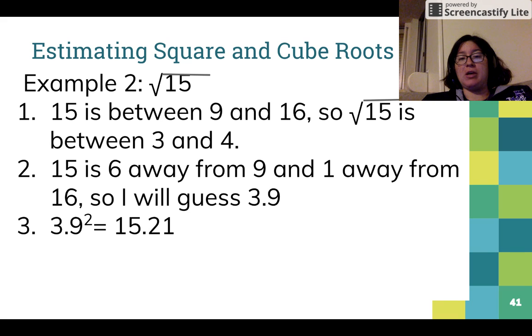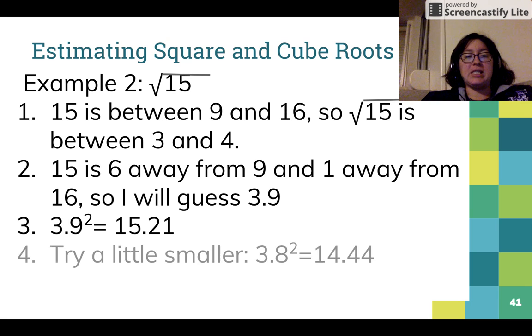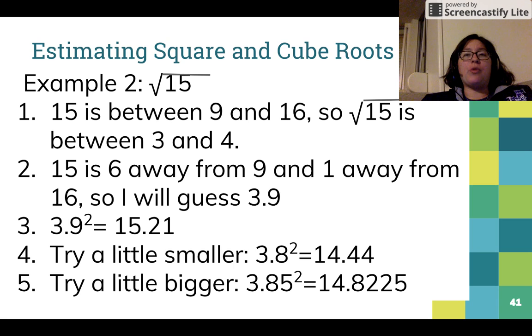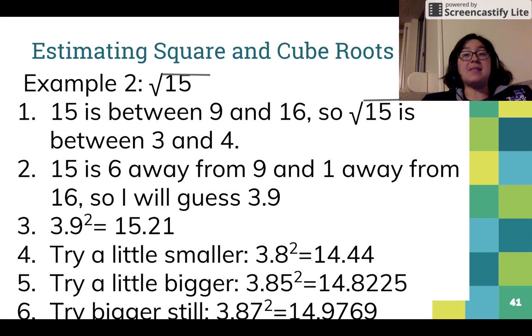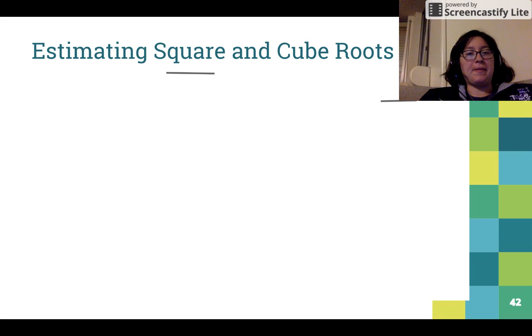That's a little bit too big. So let's adjust our guess down to a slightly smaller number, 3.8. And 3.8 squared is 14.44. That's too small. So let's try something a little bit in between. 3.85 is 14.8225. Still too small. How about 3.87? Well, that's getting closer. 14.9769. I think I'm going to stop there.